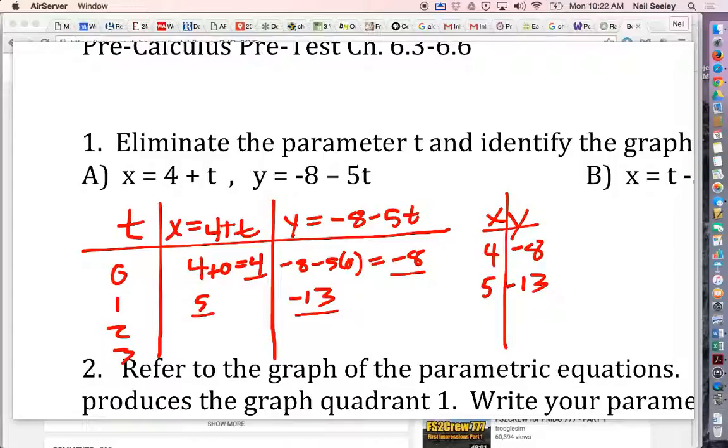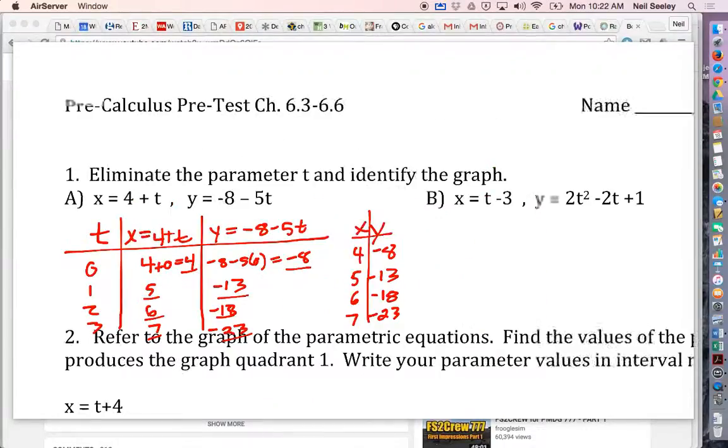And then 2 goes in, and you get 6. And 2 goes in on the other one, and you get -8 minus 10, -18. And I could plot these points, which I will. And then 3 goes in, 7 comes out. 3 goes in, and -8 minus 15. This is where I'm going to mess up. It's going to be -8 minus 15, so -23, right? So 7, -23.